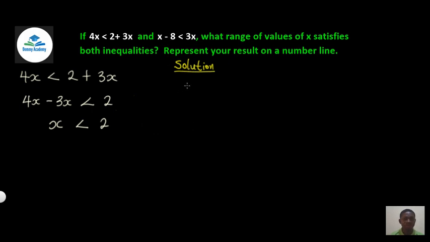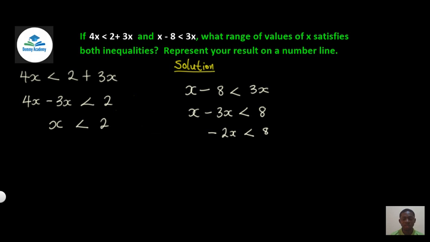Let's look at the second one that says x minus 8 is less than 3x. Here what we have to do is to collect like terms just like we did here. That will be x minus 3x less than negative 8. When it moves to the right hand side, it becomes positive 8. So that will be 8. Now we subtract, and what we are left with will be negative 2x less than 8.